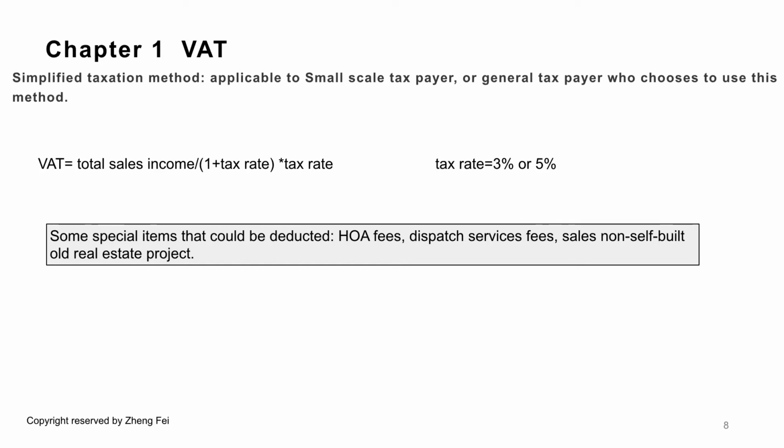Now let's take a closer look at the simplified taxation method, which is applicable to small-scale taxpayers or general taxpayers who choose to use this method. This VAT equals total sales income, which does not include VAT, multiplied by the tax rate. And the tax rate is 3% or 5%, depending on different categories, as we mentioned before.